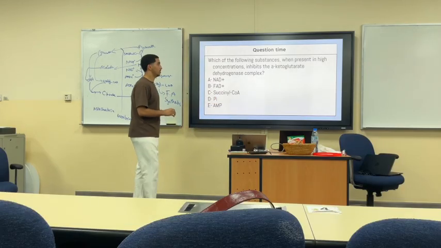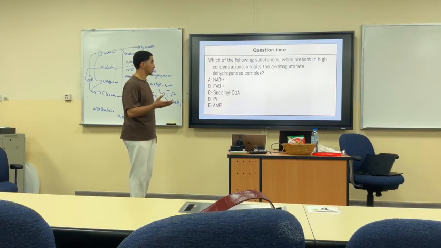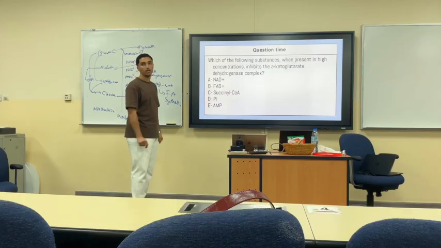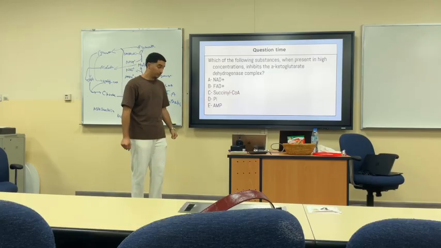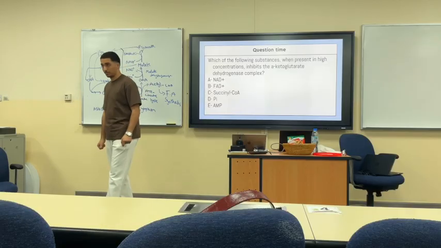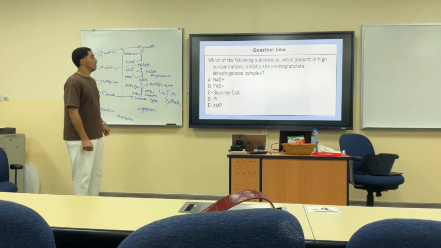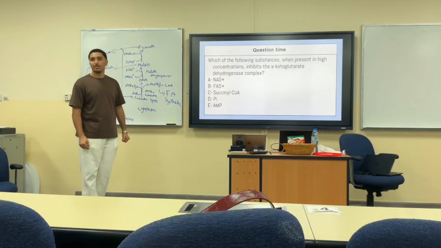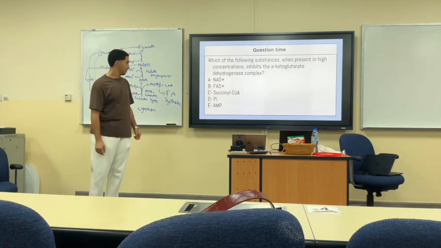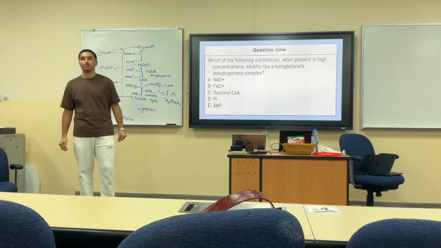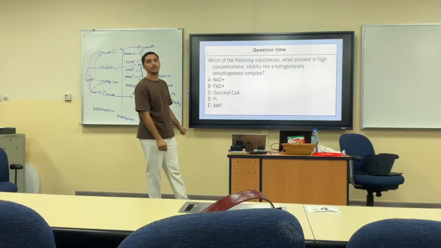Which of the following substances, when present in high concentration, inhibits the alpha ketoglutarate dehydrogenase complex? C, correct. Why? Because it's the product. If you have too much, you don't need to make more.